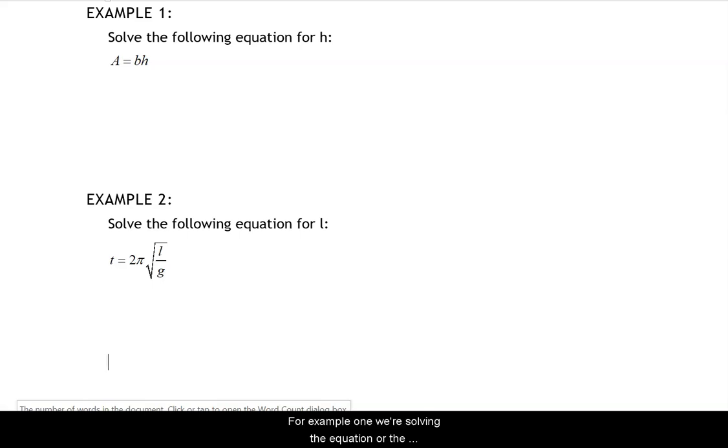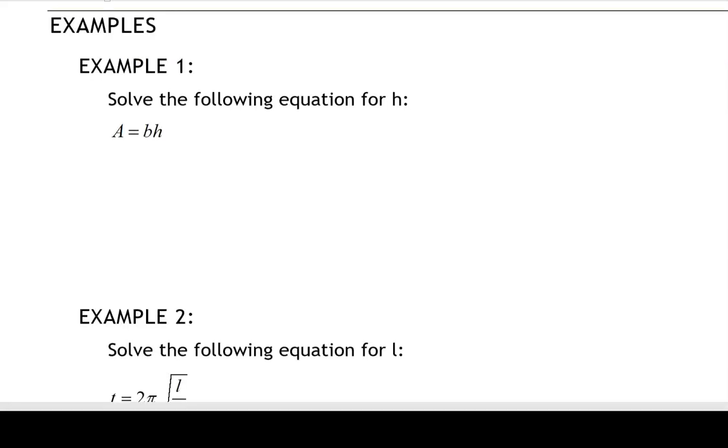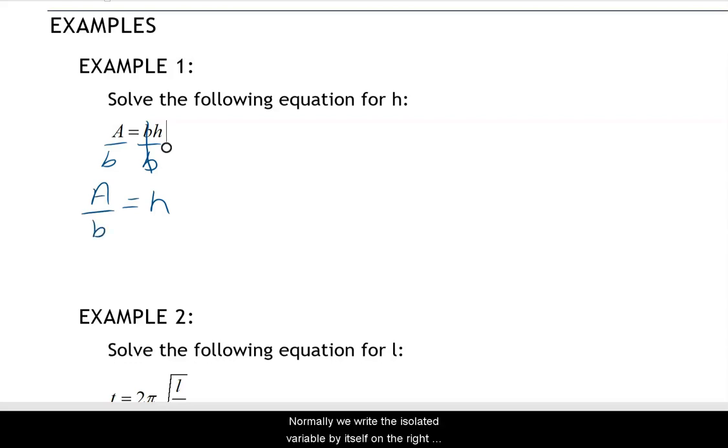For example 1, we're solving the equation or the formula A equals B times H. To solve this formula for the variable H, we're going to divide on both sides by B. This will divide out the B's on the right hand side, leaving H equals A over B. Normally we write the isolated variable by itself on the right hand side, so I'm just going to rewrite this as H equals capital A over B.